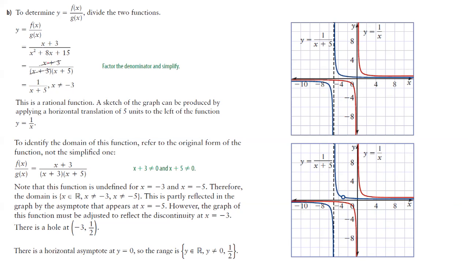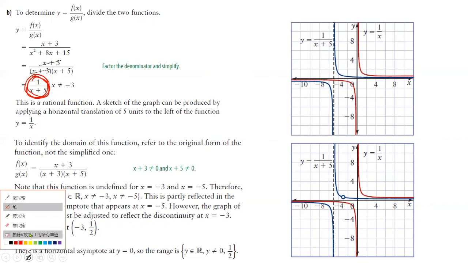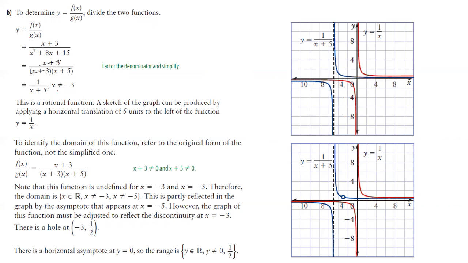Pay attention here, if you cancel x plus 3, you need to specify that the domain is x is not minus 3, because if you only have this expression, you can't decide the domain from this expression. This expression itself doesn't indicate that x cannot be minus 3, right? So we need to specify that x is not minus 3 after the cancellation of x plus 3.